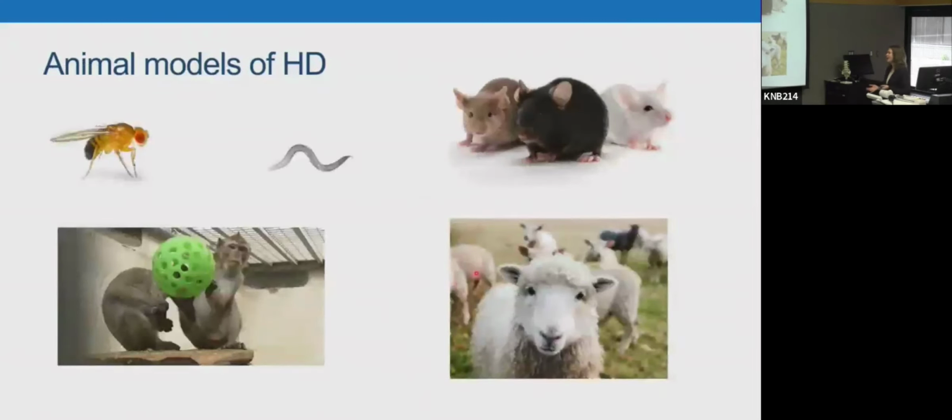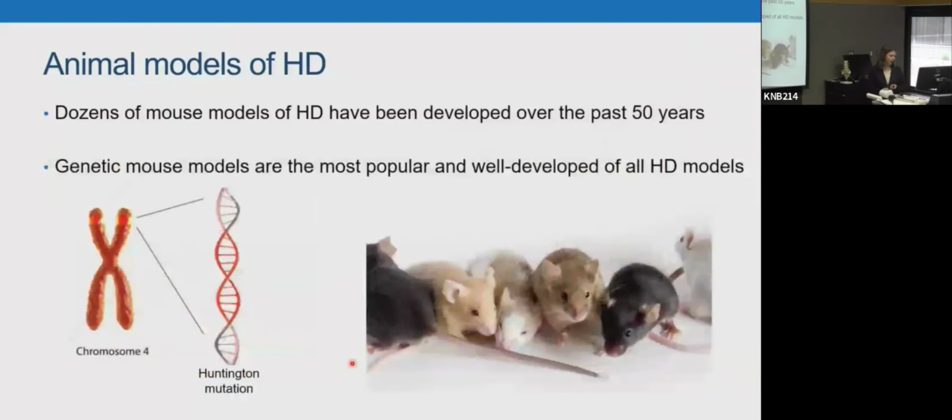One great way to look at mechanisms of disease and cellular mechanisms is to use animal models, and a variety of models have been developed for HD. This includes everything from fruit flies and worms, all the way up to large mammals like sheep and monkeys. Specifically for my work, I focused on a mouse model, and mouse models have by far been the most popular model to study Huntington's disease, with dozens of them being created over the past 50 years. And since the gene for Huntington's disease was discovered about 30 years ago, many genetic mouse models have been created.